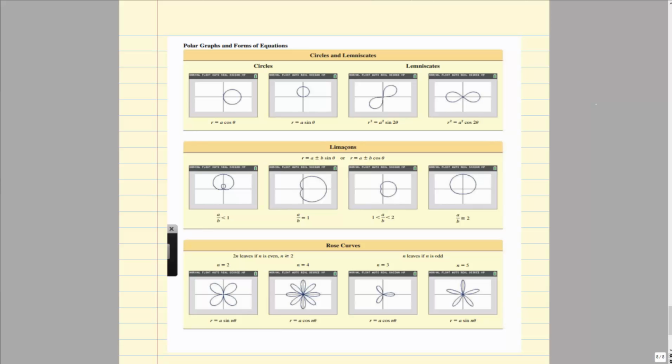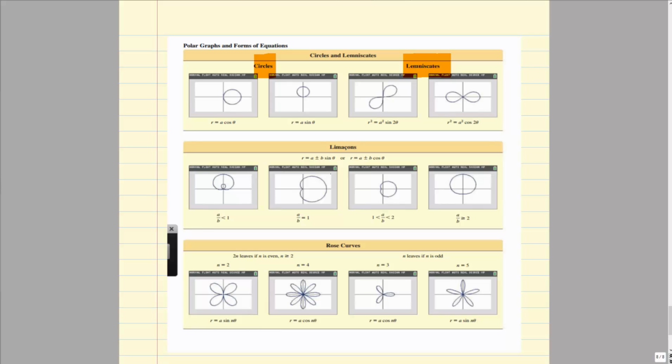So we have a couple things here. We have circles. If we have anything of the form r equals a cosine theta or r equals a sine theta, it's going to create a circle. The circle we just looked at was x squared plus y squared equals r squared, or just r equals 1. We also have this other shape that almost looks like a sideways infinity sign. This is r squared equals a squared times the sine of 2 theta.